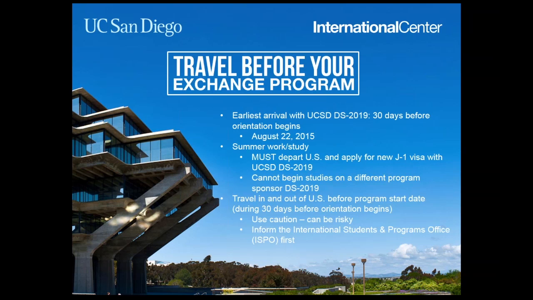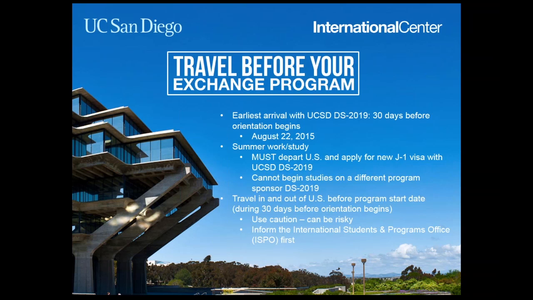For those of you who plan on taking part in summer work or study sponsored by another J1 program, be aware that you must depart the U.S. and apply for a new J1 visa with your UCSD DS 2019 before you begin your studies here. You cannot continue your studies here with anything other than a UCSD DS 2019 and corresponding J1 visa.